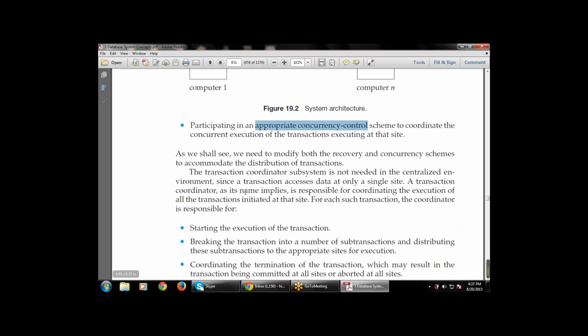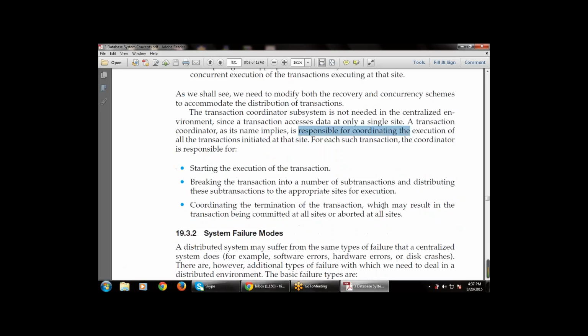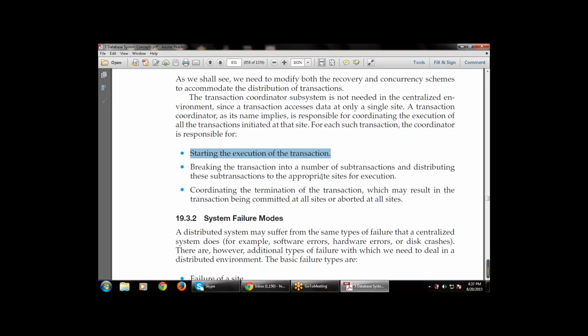A transaction coordinator, as the name implies, is responsible for coordinating the execution. So what are the various responsibilities of the coordinator? First of all, it is responsible for starting as well as ending the execution of the transaction. That is, the starting phase and the ending phase of the transaction are handled by the transaction coordinator. Then breaking the transaction into a number of sub-transactions, so that they are available at the different sites.